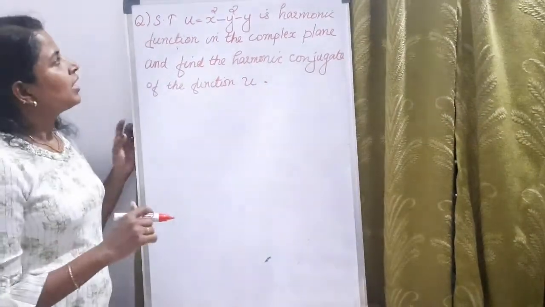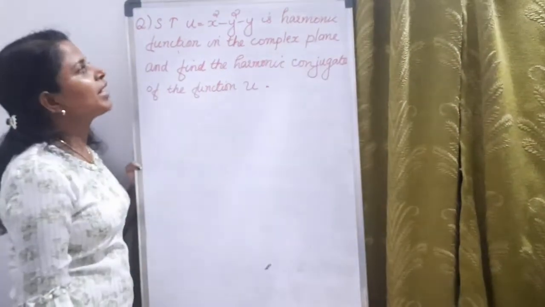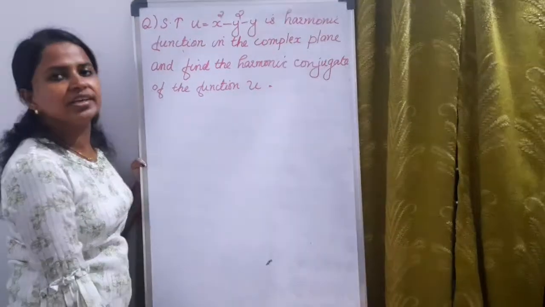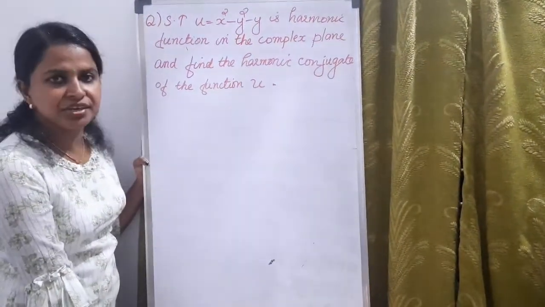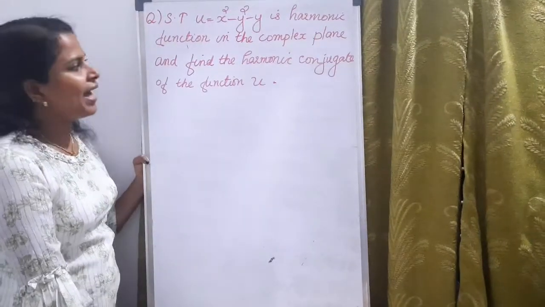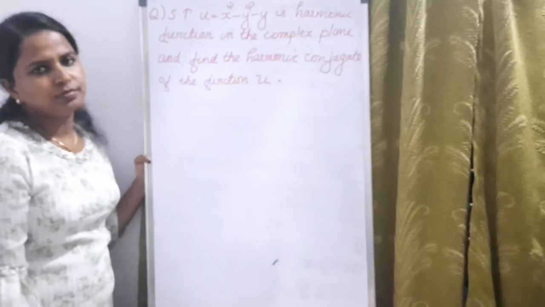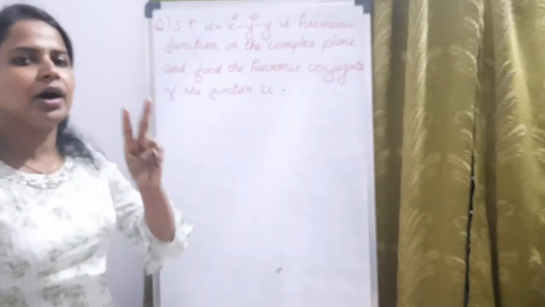Hi all. Next problem. Show that u equal to x square minus y is a harmonic function in the complex plane and find the harmonic conjugate of the function u. In this question, there are two parts.